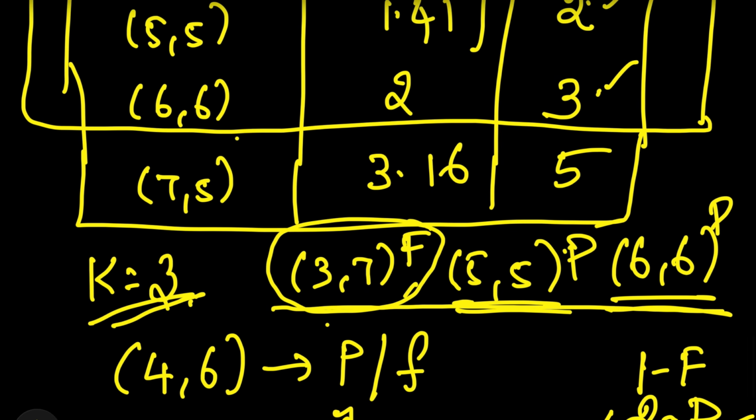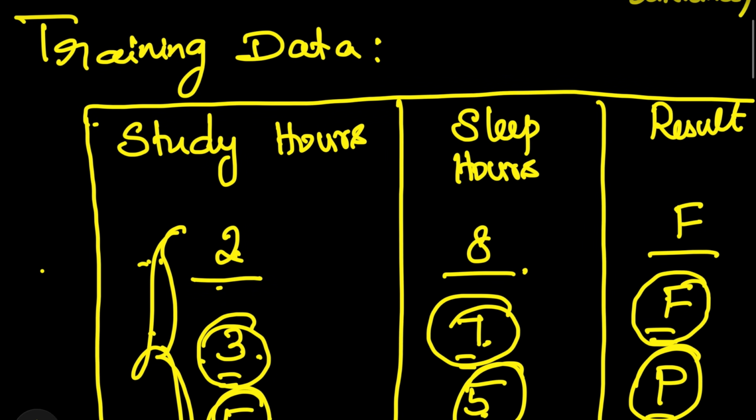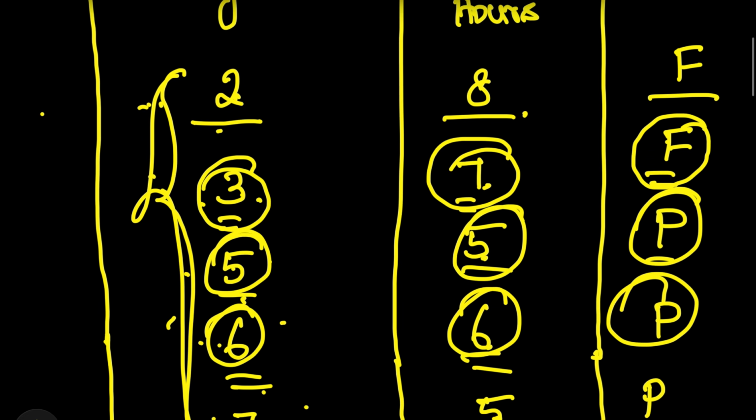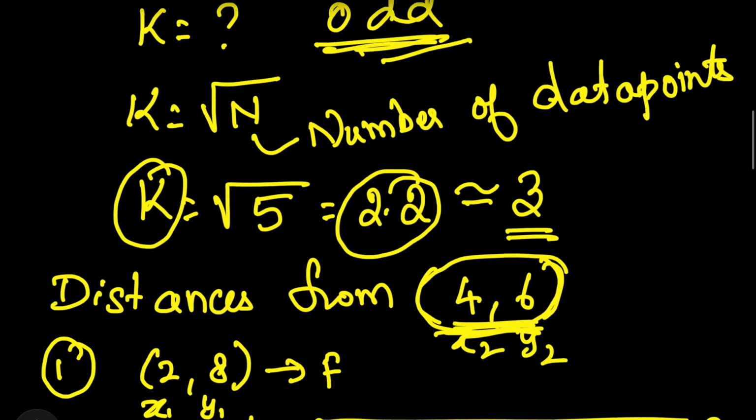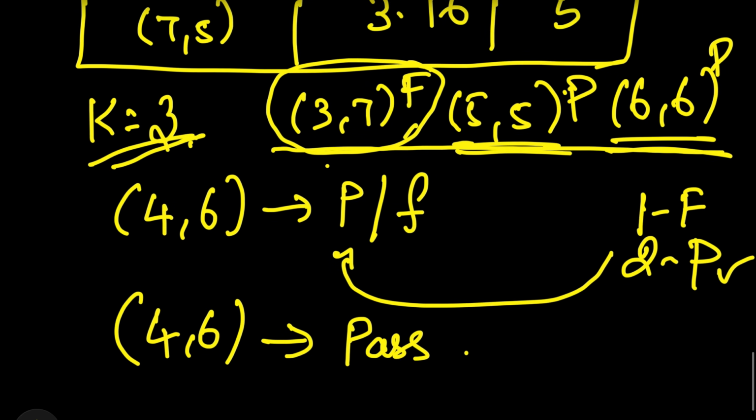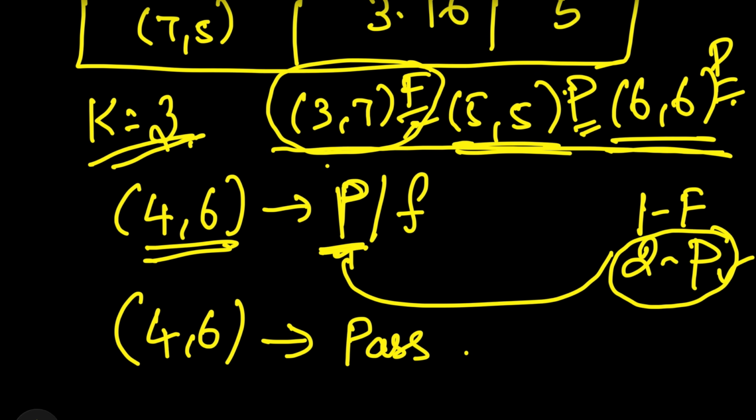For 3, 7, as per the given data sample, the result is fail. And next we have taken 5, 5, it is pass, and 6, 6, it is pass. So we have 1 fail and 2 pass. So the majority voting is pass. We have 2 pass, 1 fail, so pass wins. So the result for 4, 6 will be fixed as pass by majority voting. This is how we can classify the given samples using k nearest neighbor.